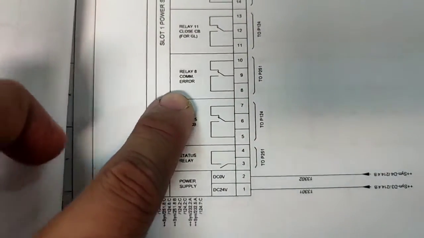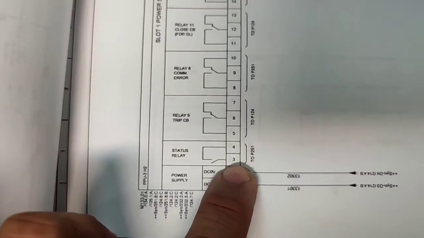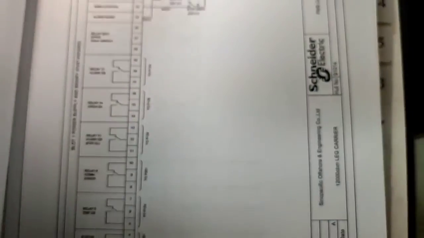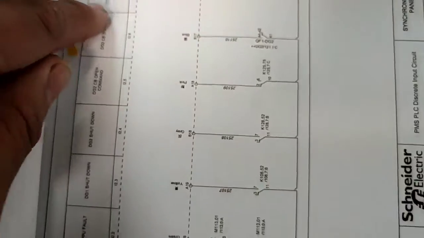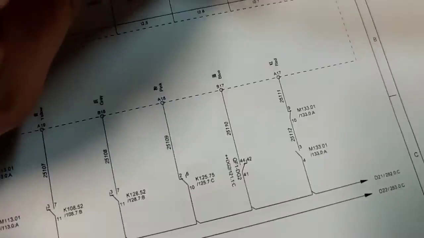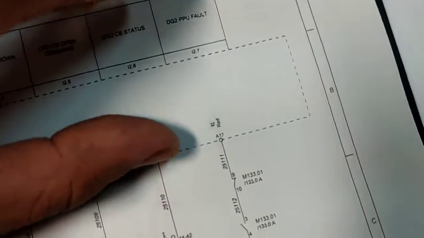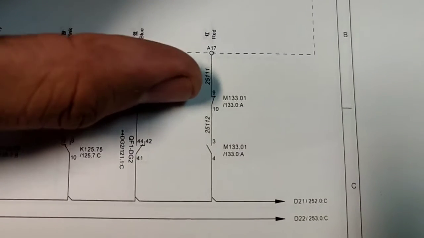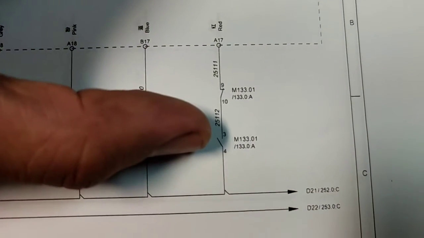Tips for troubleshooting: you need to locate the contacts where it's triggered. For this one, status and the common alarm. We will check on page 252. This is the easy way to find the problem, and this is how I troubleshoot. Check the alarm DPU 2 fault, and then I check the contacts that trigger the DPU 2 fault.